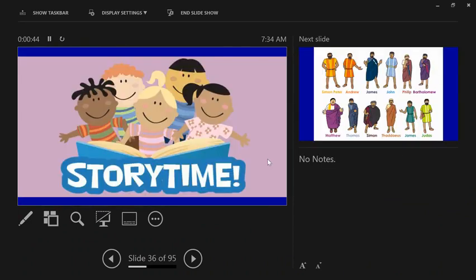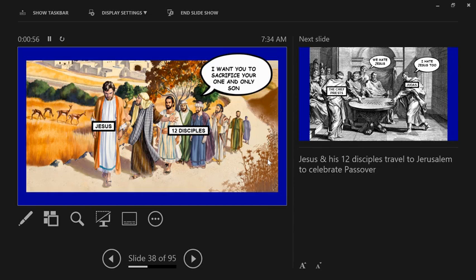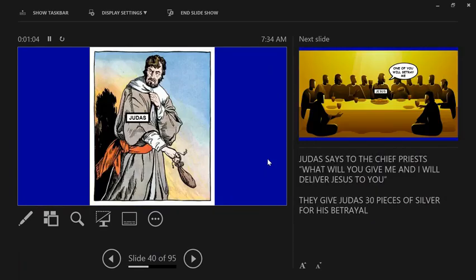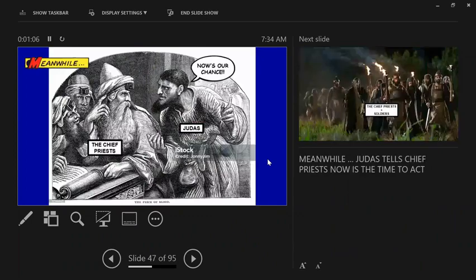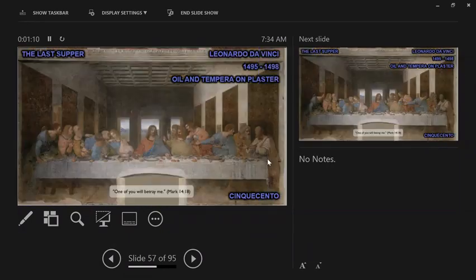Okay, so I've got a story time for you. We have the 12 apostles, or 12 disciples, and Jesus was taking them to Jerusalem to celebrate Passover. That's the wrong quote up there. That's from a previous story. Huh? We did this? We did the Last Supper? Okay. Yeah, it feels very familiar. It just wasn't in your notes. All right.